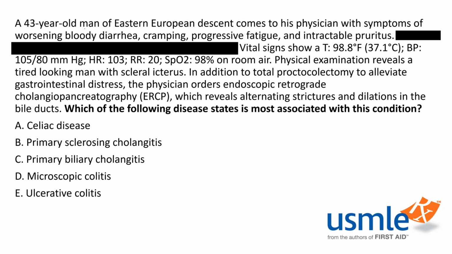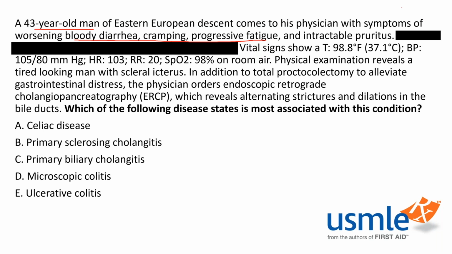So 43-year-old man, Eastern European descent, comes to the physician with worsening blood diarrhea, cramping, progressive fatigue, and intractable pruritus. Vital signs, temperature 98.8 degrees Fahrenheit, blood pressure 105/80, heart rate 103, respiratory rate 20, oxygen saturation 98% or more. Physical exam, looks tired, some scleral icterus. In addition to a total proctocolectomy to alleviate his GI distress, we get an ERCP, which shows alternating strictures and dilations within the bile ducts.